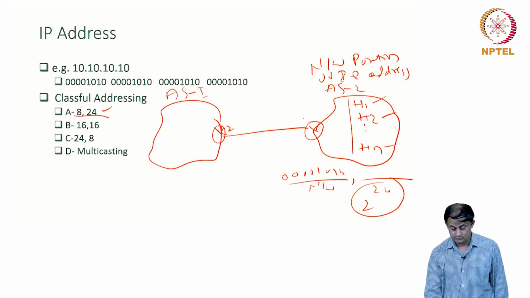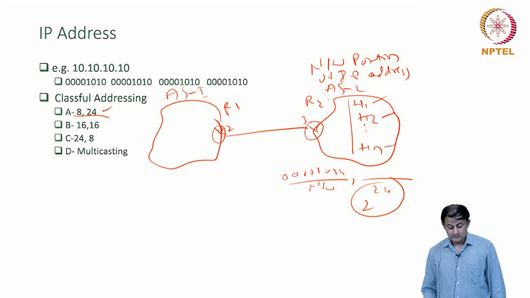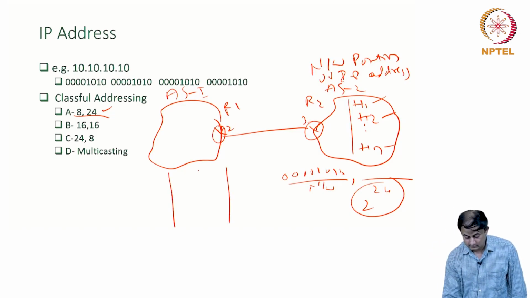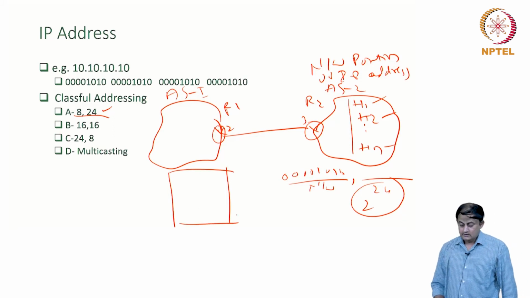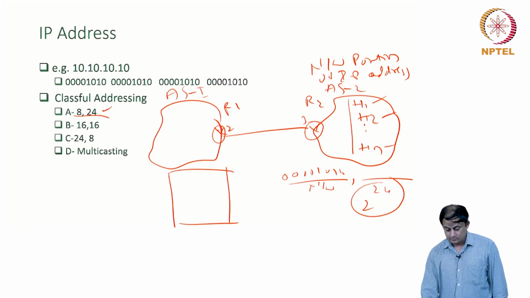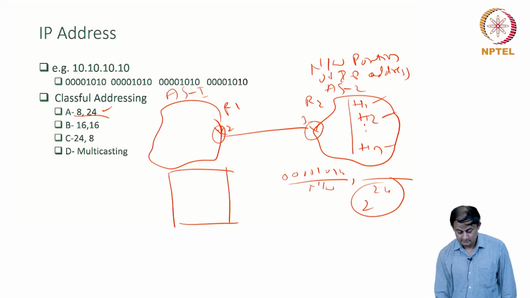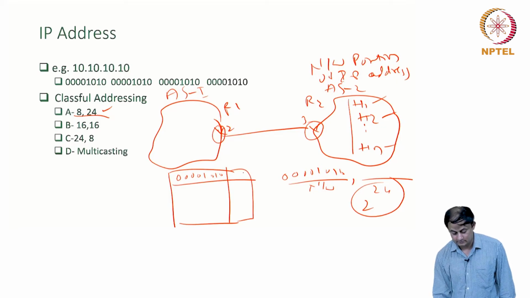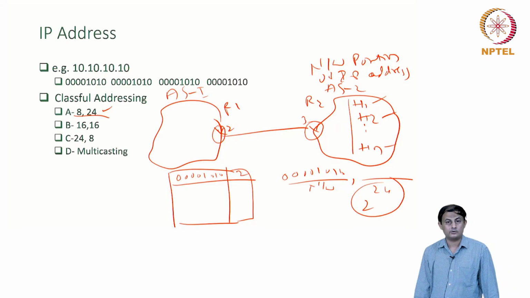If this is link number 2, and this is port number 2 and this is port number 3 for this router, this is R1 and this is R2. What router R1 can do is, I do not really care what this 24-bit host component is. Let me build a routing entry with only the network portion of the IP address, and say that every time you receive these first 8 bits, 00001010, you need to forward that to port number 2, or interface number 2.